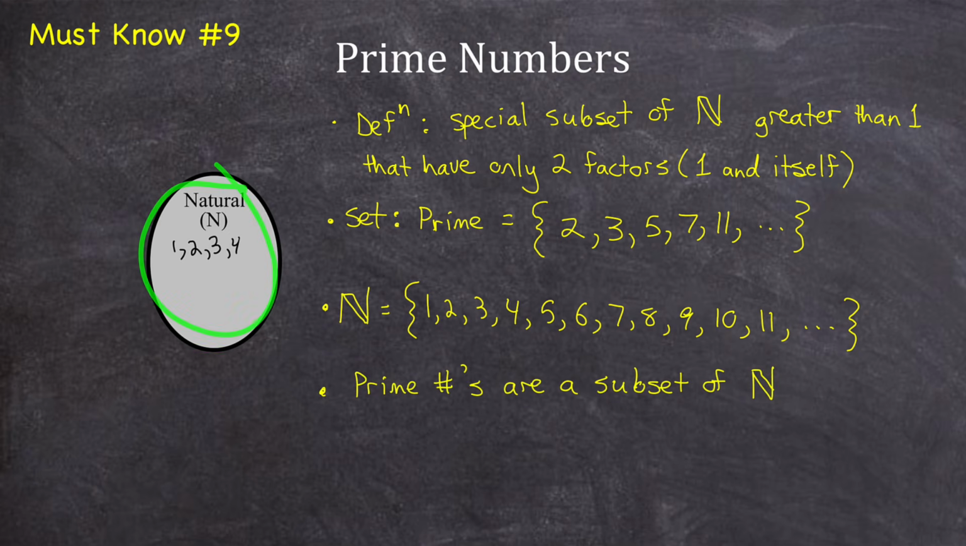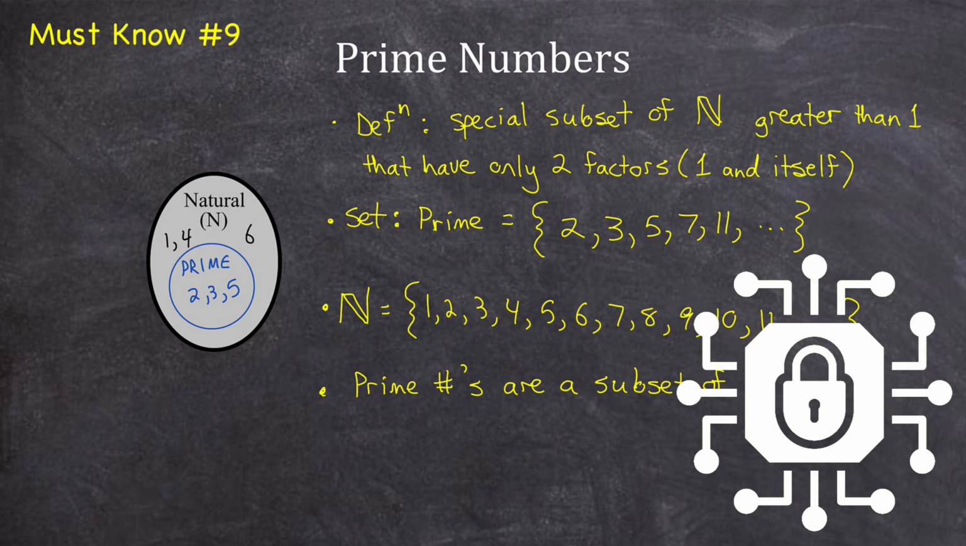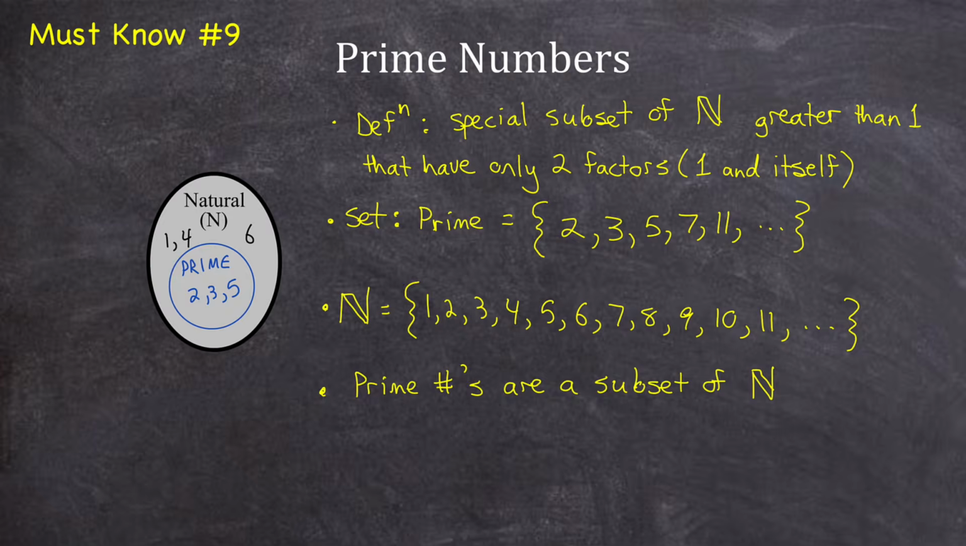So in the Venn diagram here, I'll draw a subset within the set of natural numbers. And I'll list some prime numbers within that subset. And then outside the set of prime numbers, but within the set of natural numbers, I could list some numbers that are natural but not prime. So for example, 1, 4, 6, and so on. Now, prime numbers are really important when it comes to cryptography, computer science, and number theory.